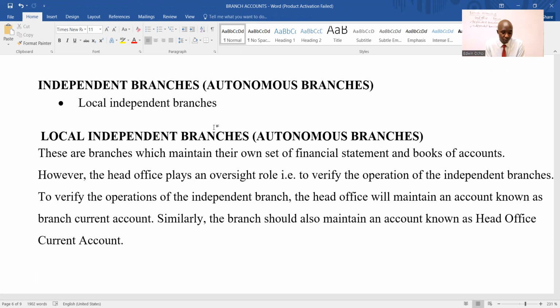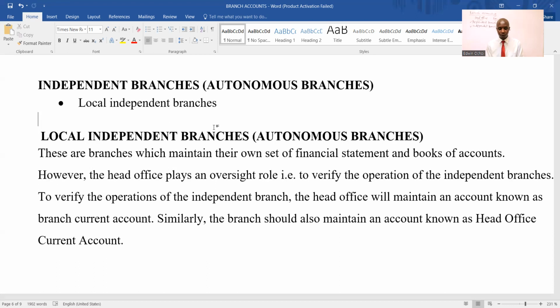However, the head office plays an oversight role. It has to oversee the operations of the branch, that is, to verify the operations of the independent branch. To verify the operations of the independent branch, the head office will maintain an account known as branch current account. Similarly, the branch should maintain an account known as head office current account.